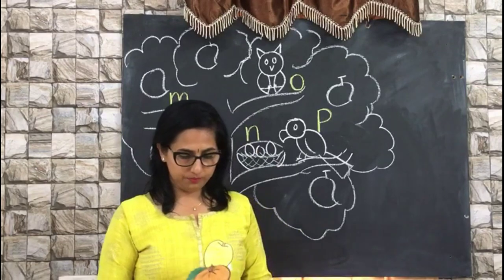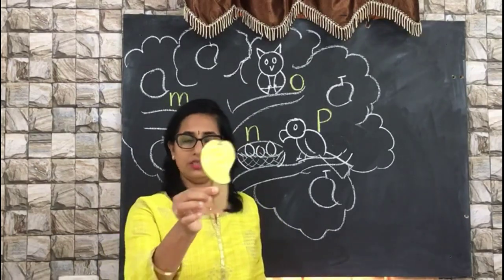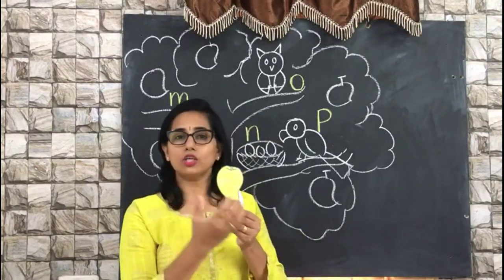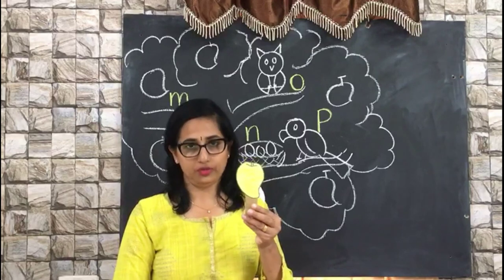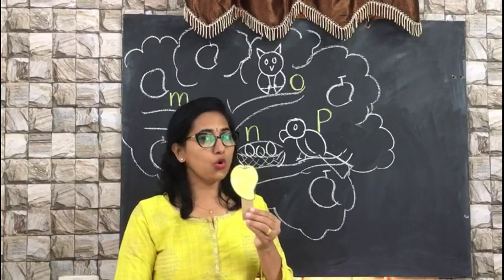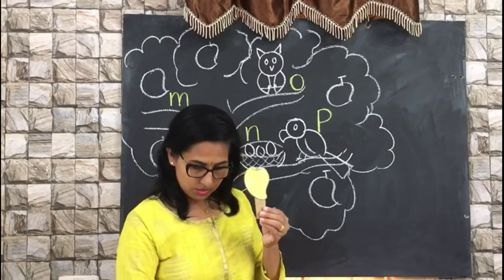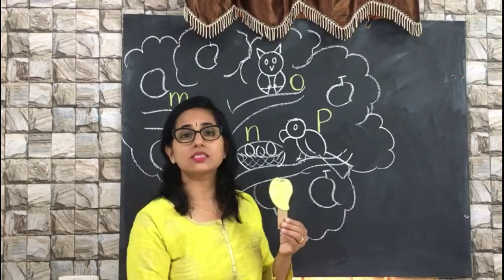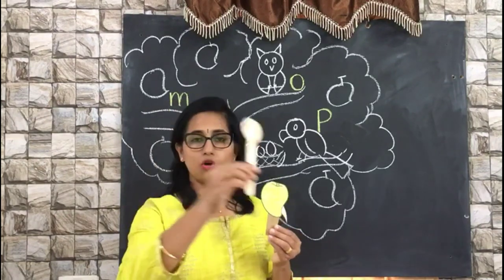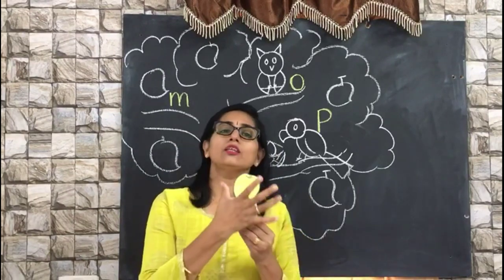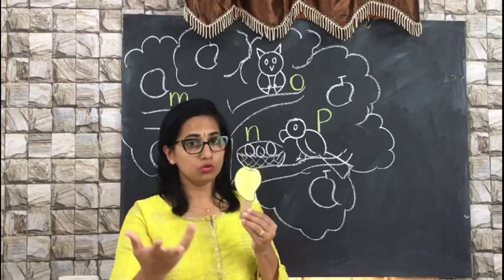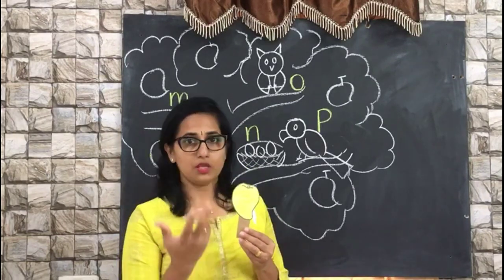When you show a picture to your child, for example, this is a mango, the child should identify the first letter of it, the beginning sound of it. What is the sound of mango? M, m, mango. Immediately your child should identify the sound and show the letter to you. This is how we play. You can make plenty of cards like this: m, mango, m, monkey, m, moon, all related to the letter M.